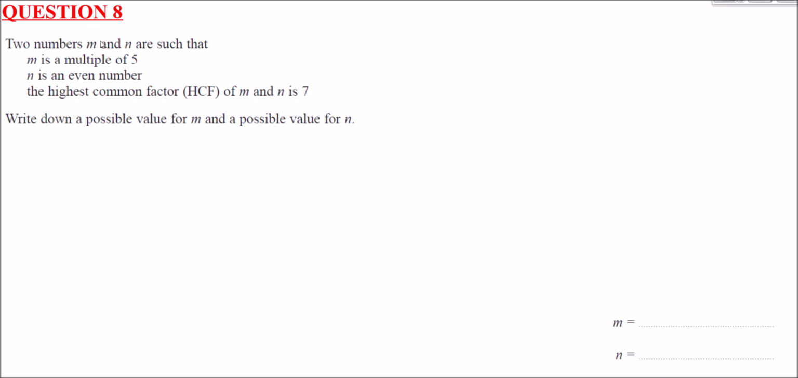Question 8, we have two numbers m and n, such that m is a multiple of 5, and n is an even number. So m is a multiple of 5. In my mind, the simplest way of putting that is m is your 5 times table. n is an even number, so n is the algebraic representation of the 2 times table, because the 2 times table is all of the even numbers in sequence. So what I'd suggest we do first of all is think about m, the 5 times table, and n, the 2 times table, written out on a line.